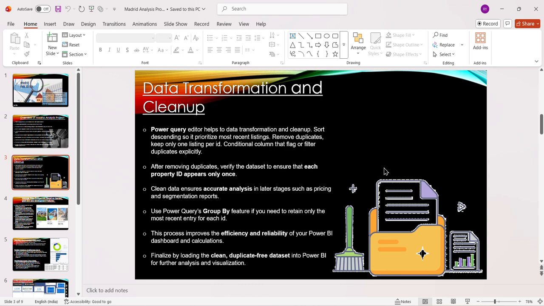Use Power Query's group by feature if you need to retain only the most recent entry for each ID. This process improves the efficiency and reliability of Power BI dashboards and calculations. Finalize by loading the clean, duplicate-free dataset into Power BI for further analysis and visualization.